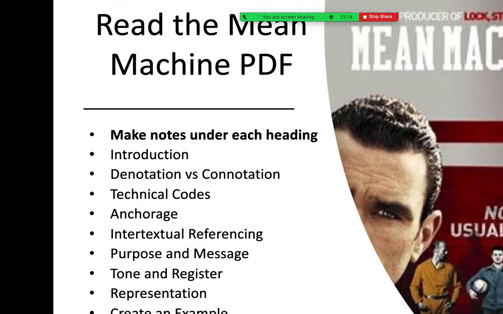The Mean Machine PDF document that we'll look at in a sec contains all of these sections, and I think it would be a very good idea for you to use all of these sections as topic paragraph headings. So you'd have an introduction, then you'd have a paragraph that might explain denotation and connotation, another one that explains technical codes. So there's a list there. There's also a list of topics in the other PowerPoint that overlap a lot. They're almost exactly the same, maybe in a slightly different order. But that gives you a framework to work within.